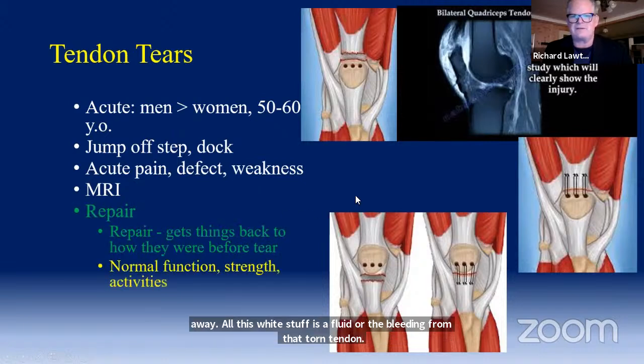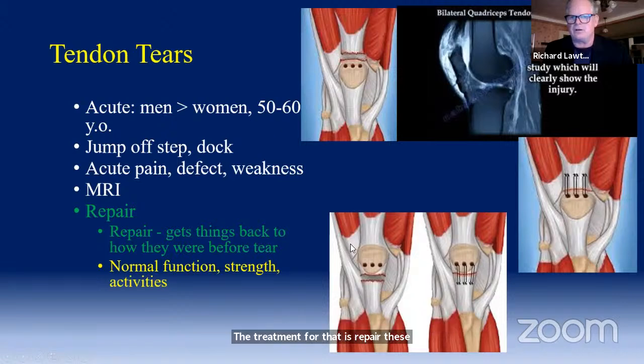The treatment for that is repair. These illustrations show how we can repair a quadriceps tendon that's pulled off the bone, or a patellar tendon that's pulled off the patella as well. Usually these heal up normally and the patients get back to all activities in which they have interest. Recovery can be a bit long. It takes a while for a tendon to heal to the bone, but usually we get the patient there.